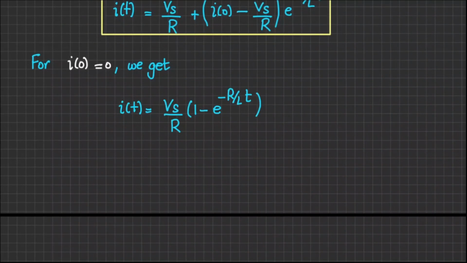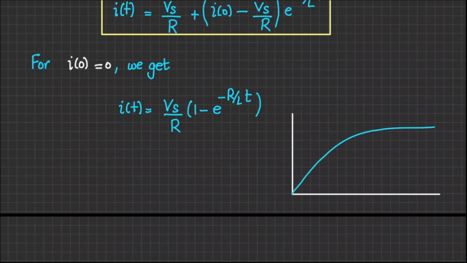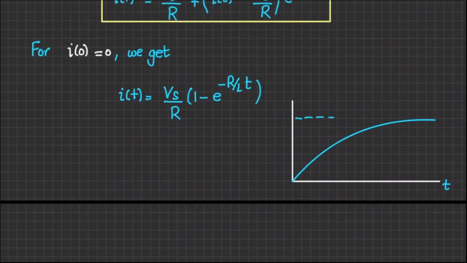This expression can be explained as follows. At time t equal to 0, the current through the circuit is 0 because the inductor resists a sudden change in its current. As time progresses, the current gradually increases, approaching a steady state value of Vs over R as time approaches infinity. The current increases exponentially as shown in the graph.